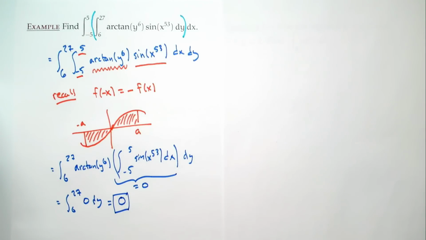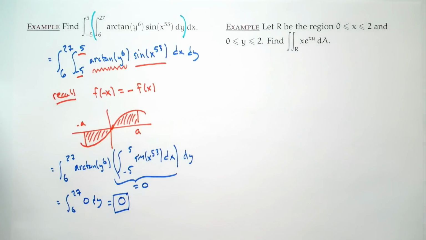All right. Well, let's try another one. Let R be the region where x goes between 0 and 2, and y goes between 0 and 2. So it's a nice rectangle, and we want to integrate over our region R, x e to the xy dA. All right, well, that doesn't sound so bad.